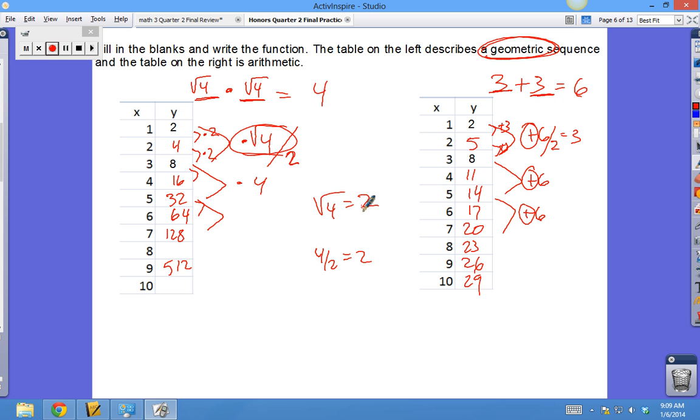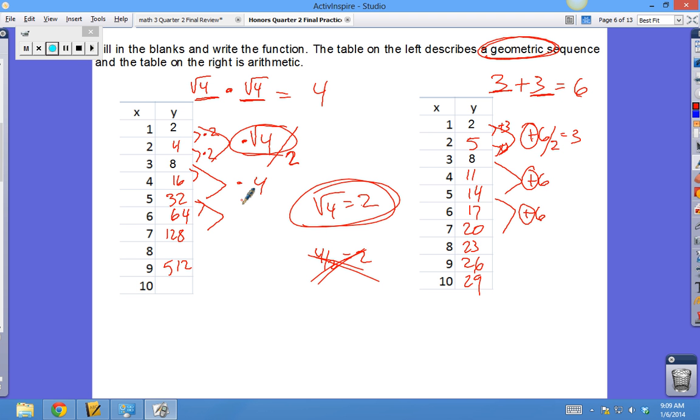So they're the same, but that's just a coincidence. That does not work every single time. It is always going to be square root. It is never going to be divide. You're only going to divide if it's growing by addition. If it's growing by multiplication, the only way to cut multiplication in half is a square root.